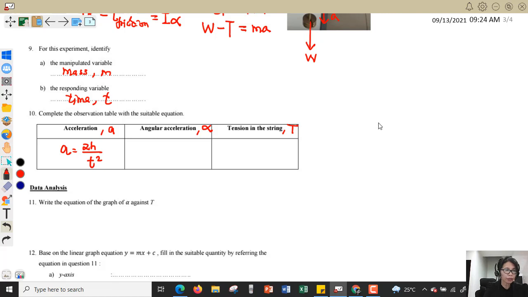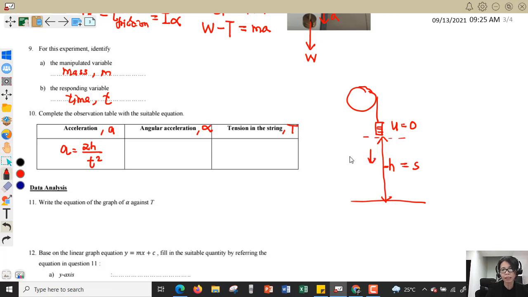How we get these equations, you might refer back to the setup of the experiment. So this is our slotted mass, and we are going to release the slotted mass from a certain height h. Initially, there is no movement for the slotted mass before we release, so the initial velocity is 0. The displacement will be negative h, because the slotted mass is moving downward. So the slotted mass is accelerating downward with the acceleration negative a.